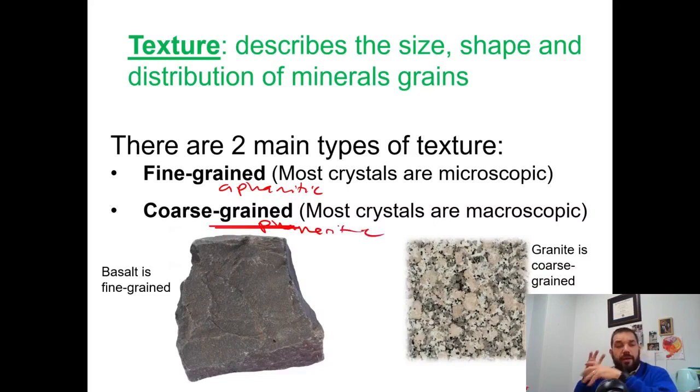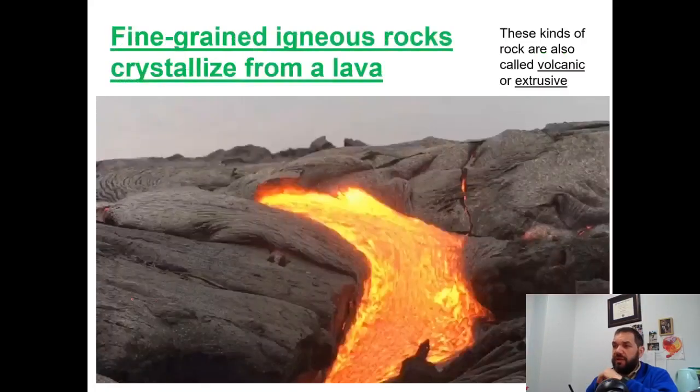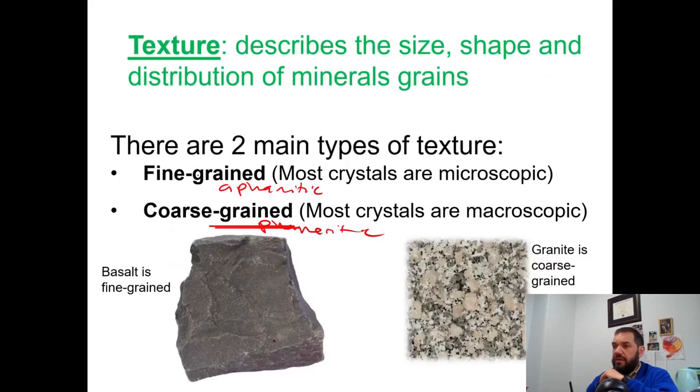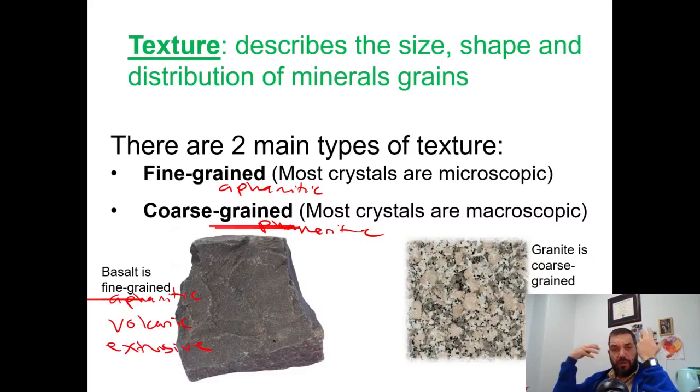So we're going to look at that grain size, that texture, to determine if it formed from a lava or formed from a magma inside of the earth. This basalt is fine-grained, okay? It's fine-grained, it's aphanitic, and we're actually going to conclude that this therefore is volcanic. Another term we're going to apply to it as well is extrusive, okay? So basalt is fine-grained, it's aphanitic, that means therefore volcanic and extrusive.